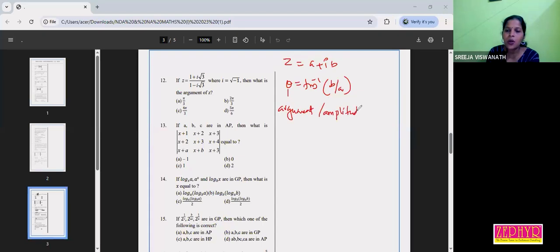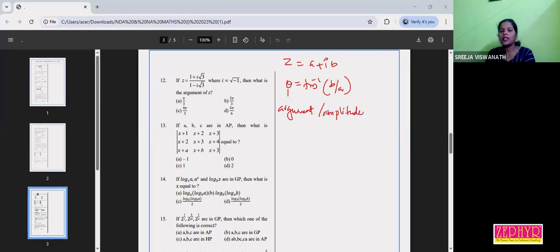Okay, listen. If z is equal to a plus ib, the argument theta is equal to tan inverse of b by a. Polar representation, modulus amplitude form. ഇത് കുറച്ച് ഡീറ്റെയിൽ ആയിട്ടുണ്ട്, ഞാൻ പിന്നെ ടൈം ഉള്ളപ്പോൾ പറഞ്ഞുതരാം. For now, just learn the argument. If z is equal to a plus ib, theta is called the argument or amplitude, that is tan inverse b by a.